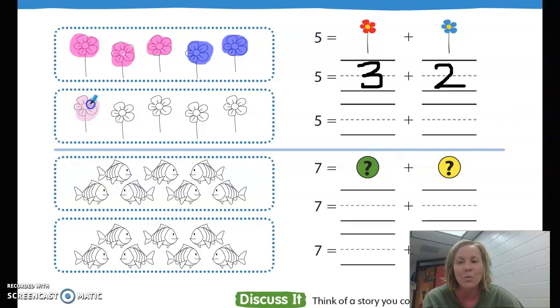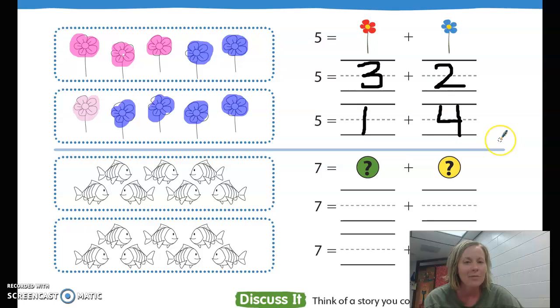Let's see, now we need to do a different way. I think I'm going to do 1 pink this time. And 4 blues. So 5 equals 1 add 4. Boys and girls, do these both equal 5? I have 5 flowers in both groups. However, the groups have different add-ins. Even though they equal 5, I have different numbers of each color.